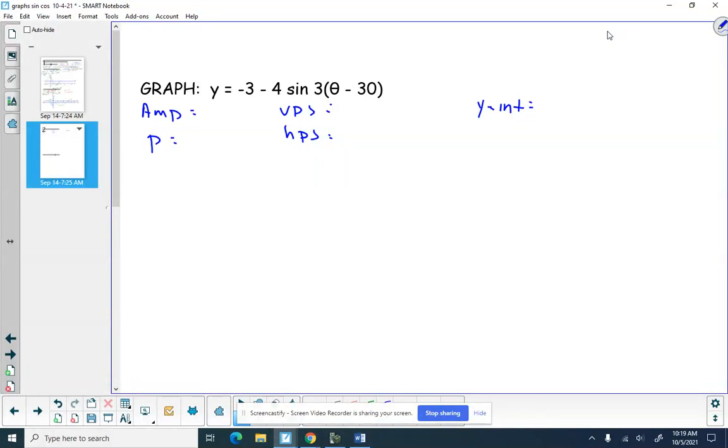Find the amplitude, the period, the vertical and horizontal phase shift. And that's a good question by Nolan. Amplitude is always just the absolute value of A. I have a negative 4 there. Just take the absolute value of that, so you just have 4. Make sure you check your answers with somebody around you.